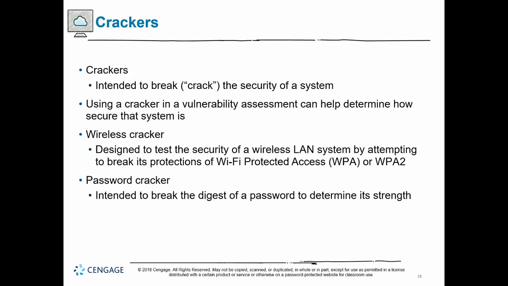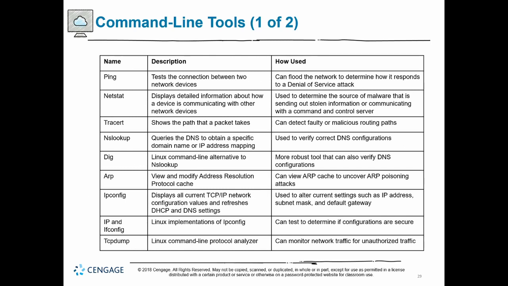So crackers are intended to break the security of a system. Using a cracker in a vulnerability assessment can help determine how secure the system is. A wireless cracker is designed to test the security of a wireless LAN system by attempting to break its protections of Wi-Fi Protected Access, WPA or WPA2, and a password cracker is intended to break the digest of a password, or the encryption of a password, to determine its strength.